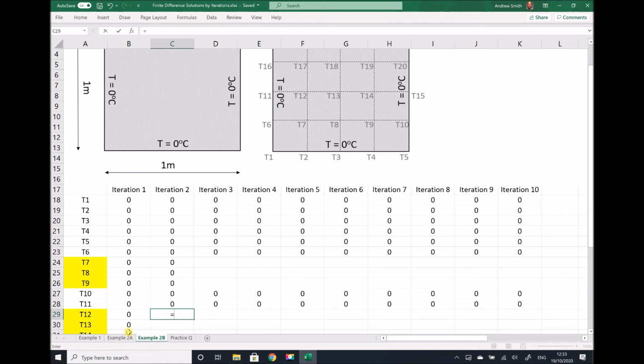We've got T12, which is an average of the following: 0, T7, T13 and T17.